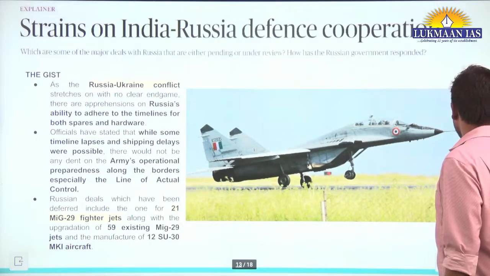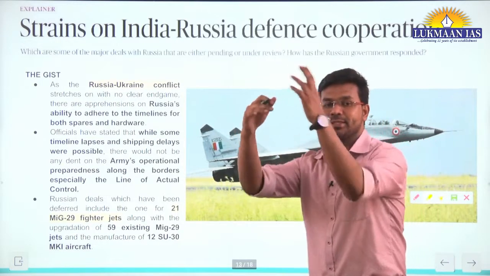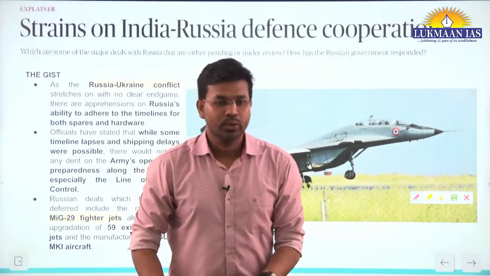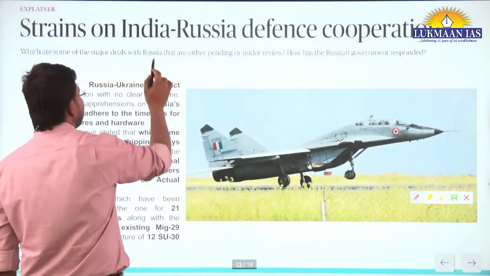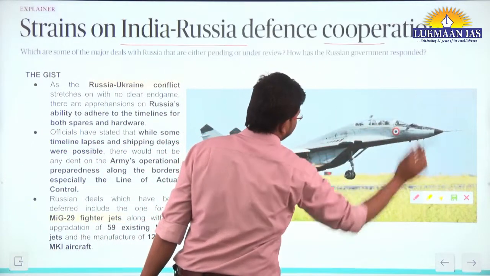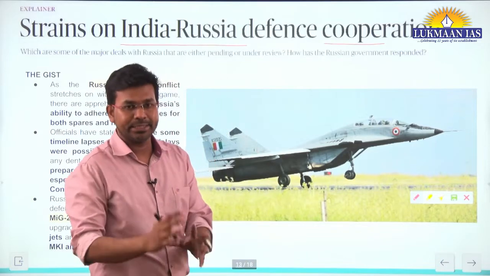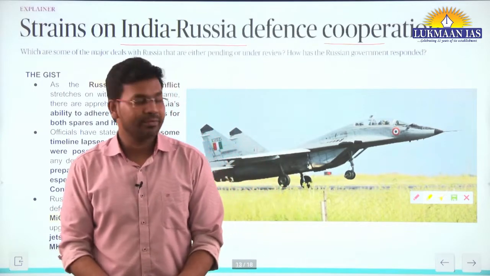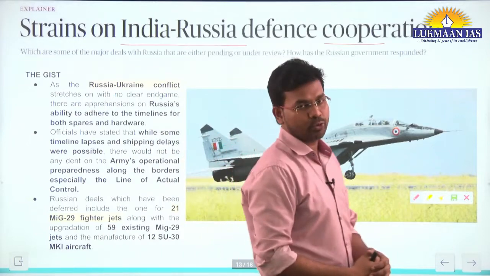So now we will look at another topic. This is also a very important topic. It says strains on India-Russia defense cooperation. Okay, strains means some kind of difficulties we are facing, right, in India-Russia defense cooperation.